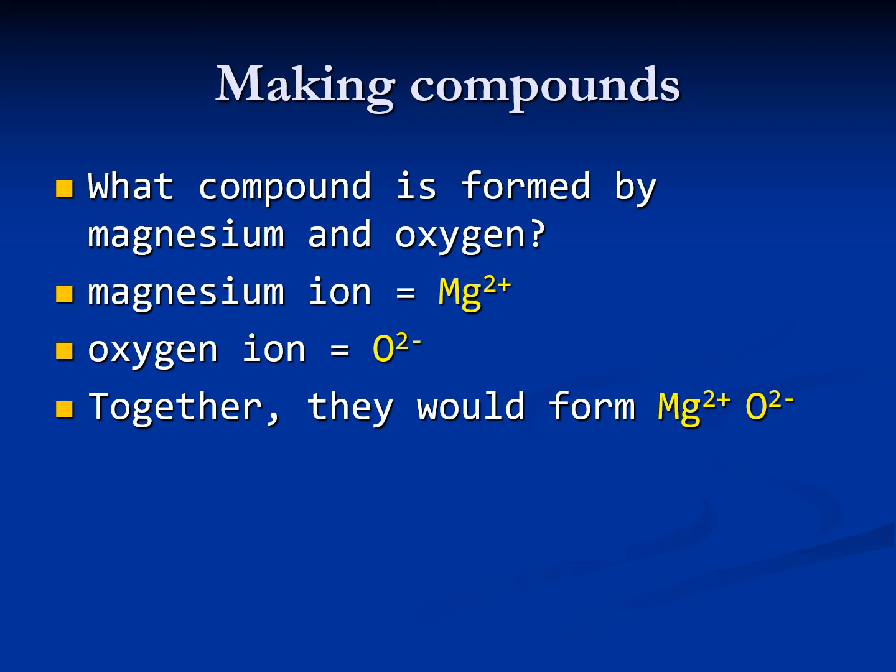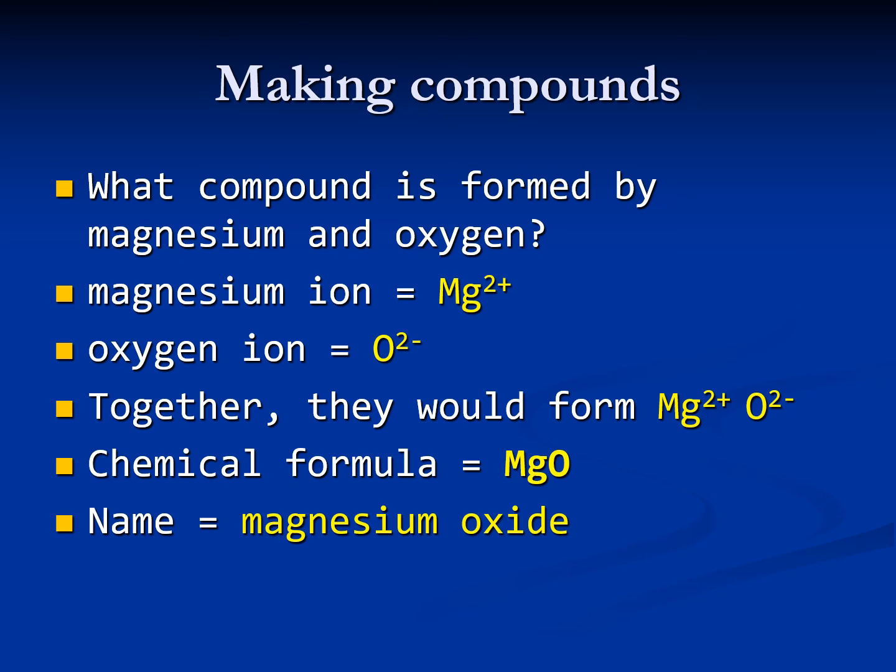Mg2+, O2-. The +2 and the -2 do add up to 0, and so we need a 1-to-1 ratio. You don't write the 2's down in the formula. You write how many ions you need. You need 1 magnesium, 1 oxygen, so the formula for magnesium oxide is MgO.